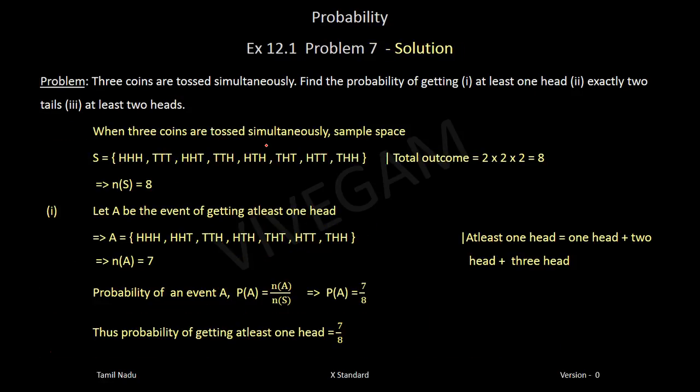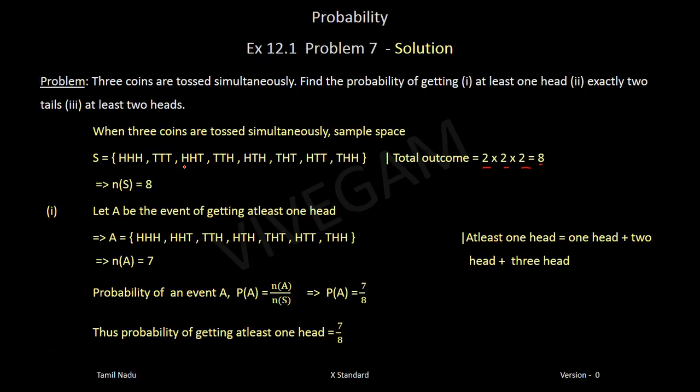When 3 coins are tossed simultaneously, the sample space is this. As I told you, the first coin can give you 2 outcomes, the second coin can give you 2 outcomes, the third coin can give you 2 outcomes. 2 possible outcomes, head or tail, head or tail, head or tail. So 2 into 2 into 2, you get 8 outcomes. So that is what I've listed here.